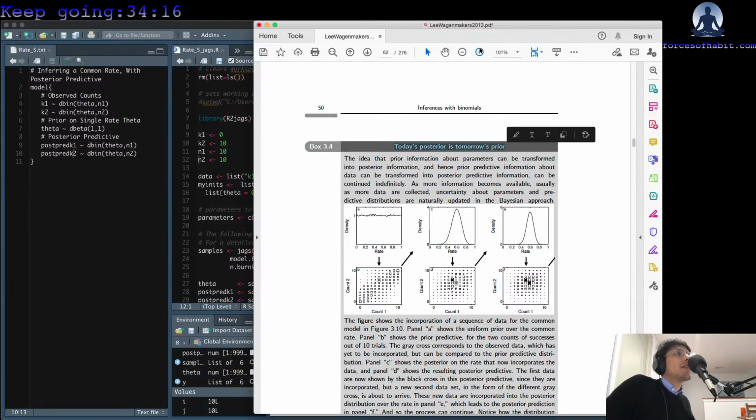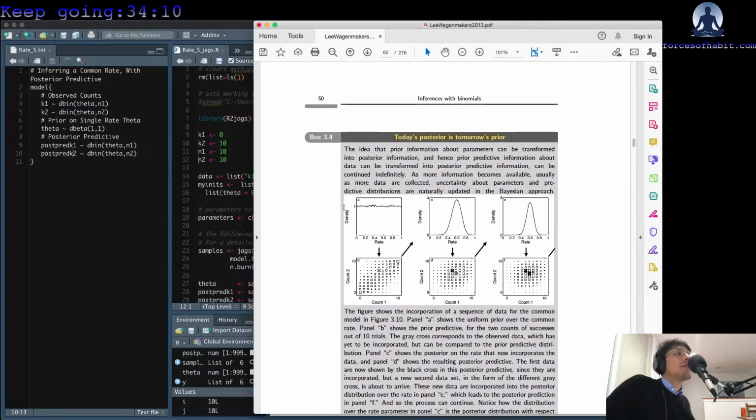Today's posterior is tomorrow's prior. This graph is just showing that we can start with some uniform prior. We can do some prediction. We have this predictive data, and we can use it to update our priors again from what we observed. So this data gives us these new priors, and we can use these priors to do prediction again, and so on. We can keep doing this, so it's good that we can constantly be updating our beliefs.